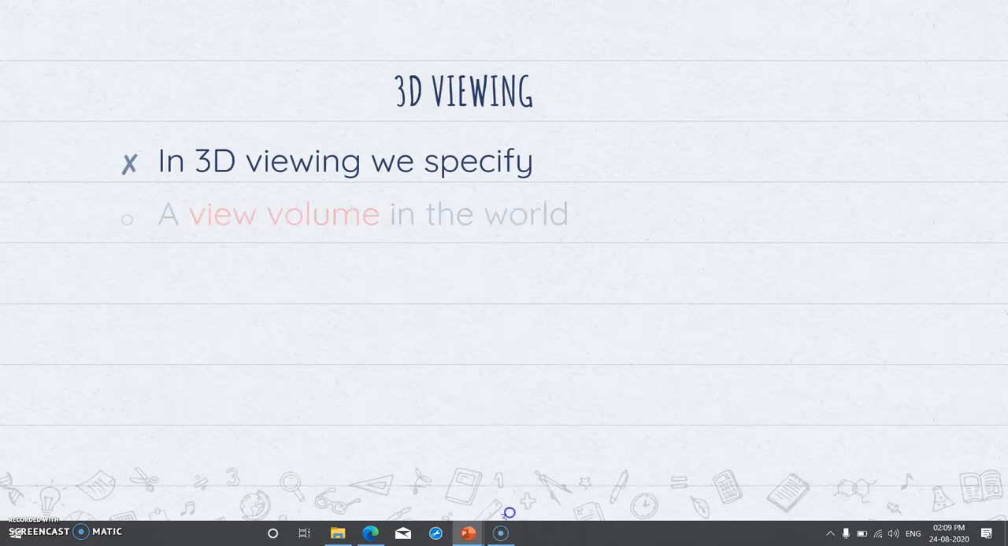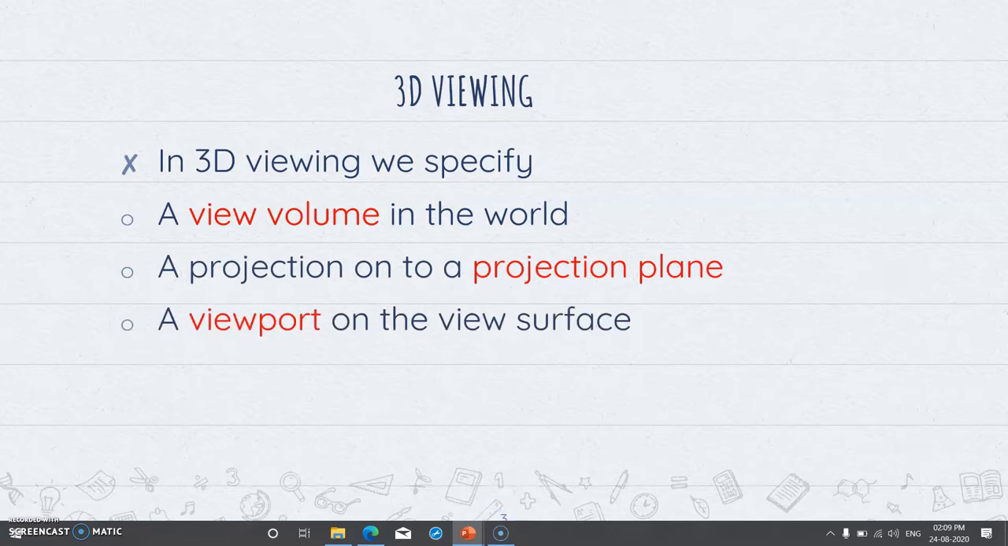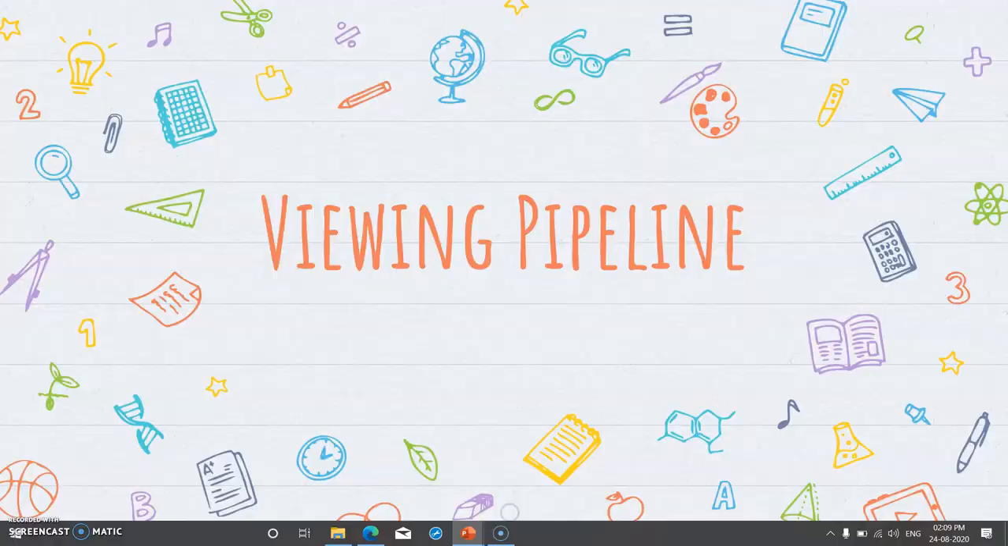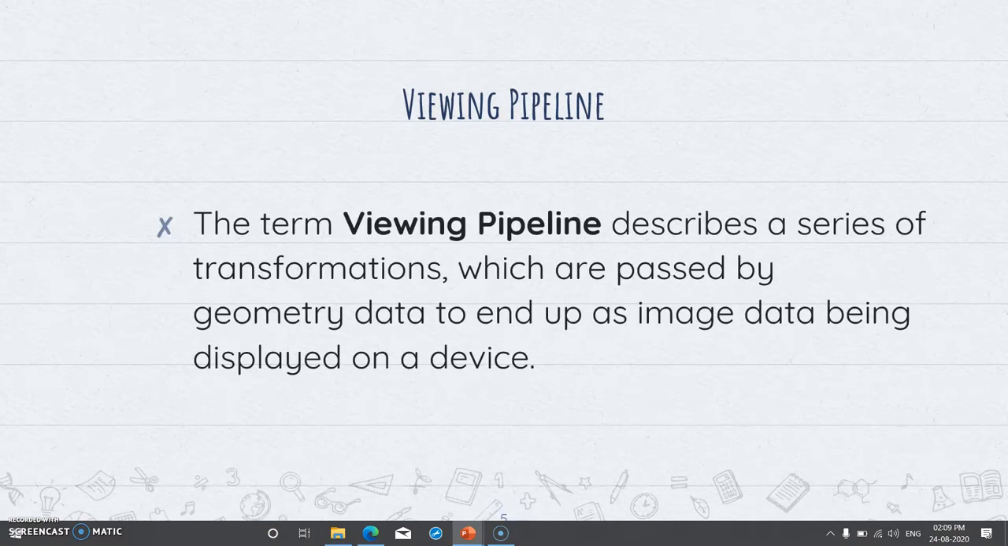Here we specify a view volume in the world, a projection onto a projection plane, and a viewport on the view surface. These three things we specify in 3D viewing. Now let's see what a viewing pipeline is. The term viewing pipeline describes a series of transformations through which geometry data is passed to end up as image data being displayed on a device.